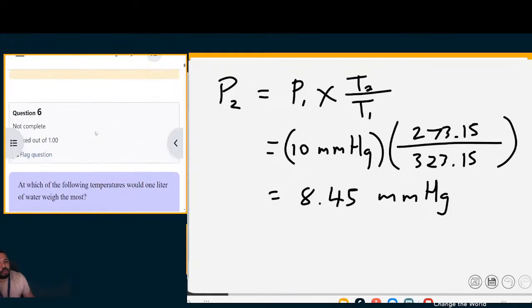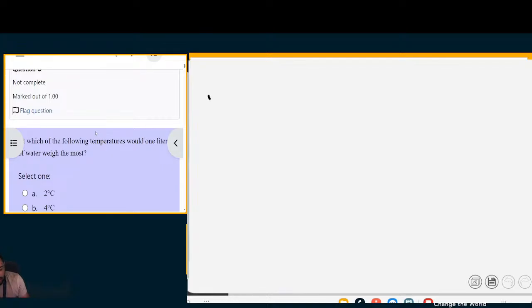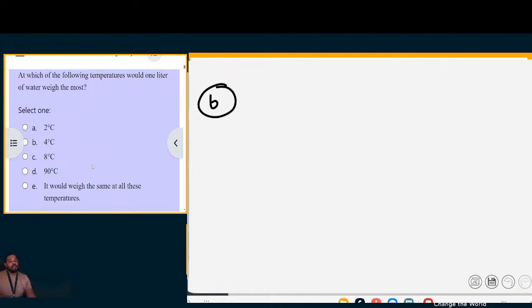Now, at which of the following temperatures would 1 liter of water weigh the most? Number 6. Water would weigh the most when its mass is the most. Now, where does water have its maximum mass? For the same volume of water, the volume is the same, but the density changes. Mass is equal to volume times density, right? Now, the volume is the same, it's 1 liter. Therefore, the density will change for the water.